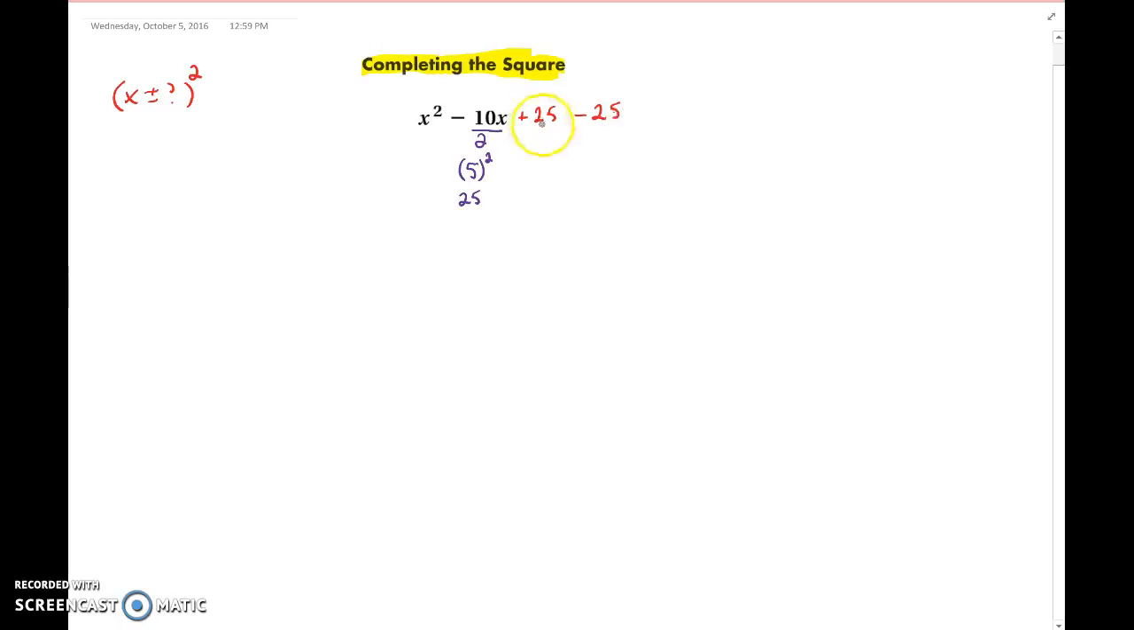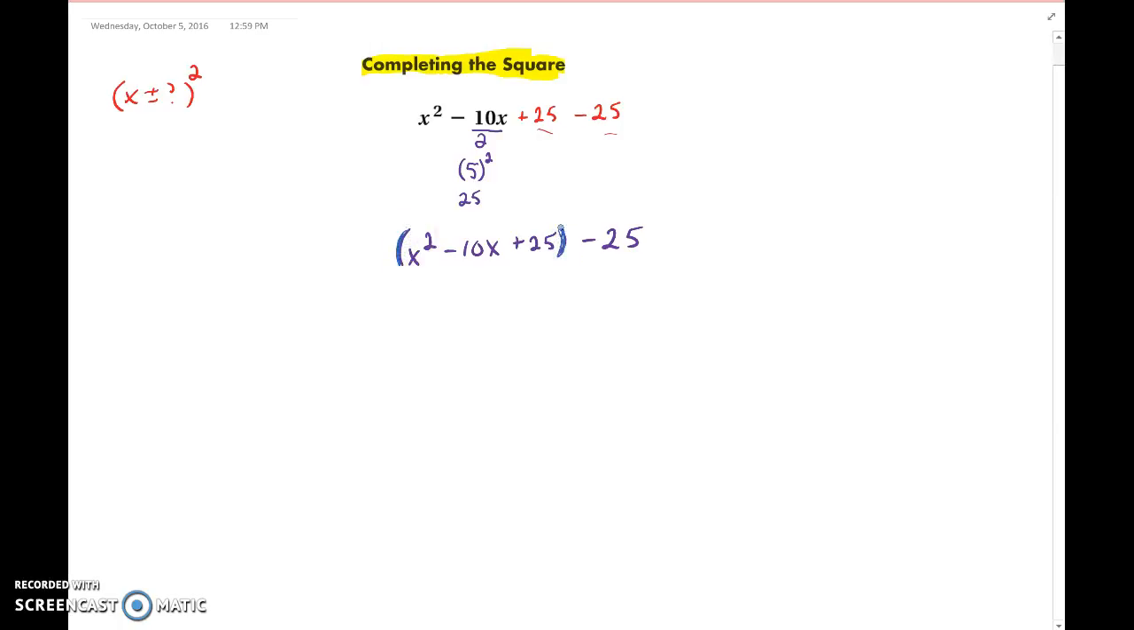By adding 25 and subtracting 25, we're not actually changing the value of this expression because 25 minus 25 is 0. But what this allows us to do is regroup this. So we can rewrite this as x squared minus 10x plus 25, and then we can subtract 25 from it. So it allows us to rewrite and manipulate this expression. Now we have this trinomial in this grouping that we're focusing on.